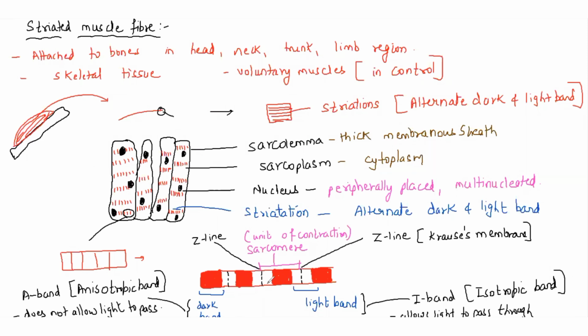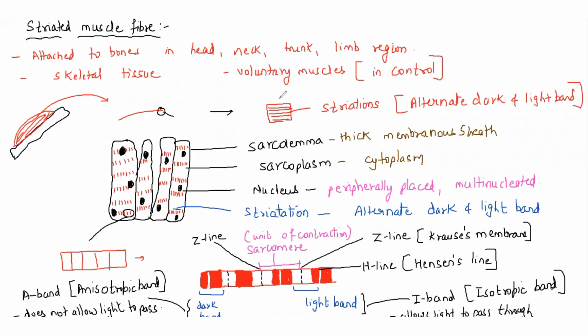And as there is a dark line in the light band, in the same way, in the dark band, there will be a light line present. See this line. There is a light line present in between the dark band also. So this that is present is called the H line. So the dark band also consists of a light region that is called the H line. This H line basically stands for Hansen's line. It is also called Hansen's line. So this is all you should know about the striated muscular tissue.